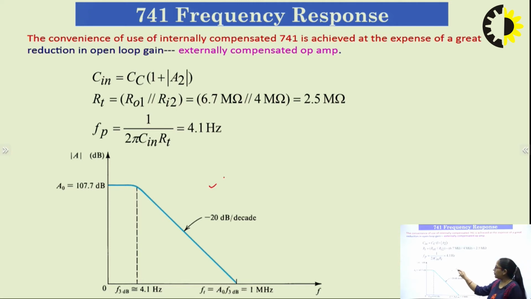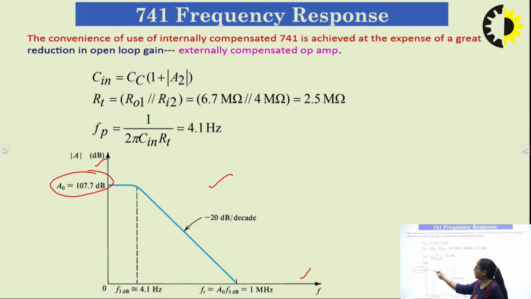This is the graph frequency response curve for op-amp IC741. It is a curve between the frequency and the open loop gain of op-amp IC741. We have observed in the gain model that the open loop gain of the op-amp is 107.7 dB. At zero frequency or at minimum frequency, we are getting the maximum gain. But when we move towards higher frequency, this gain will start decreasing.